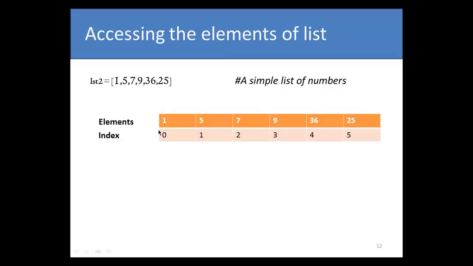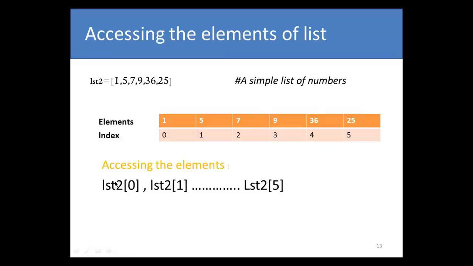So you can see clearly that the indexing of the elements of a list starts from 0 actually. It doesn't start from 1. It starts from 0. So to access the first element of the list, we have to write something like this: lst2[0]. It will give us 1. Then lst2[1] will give us 5. So you can see how indexing works.